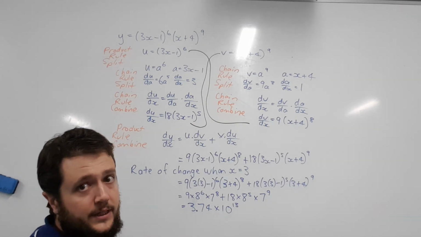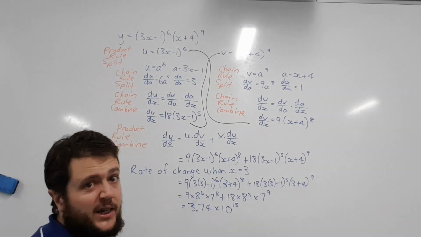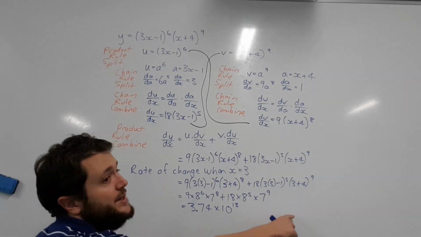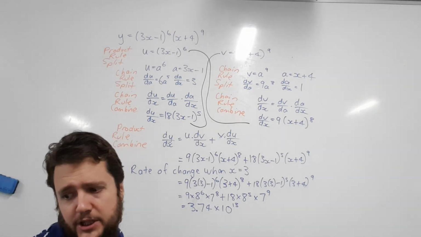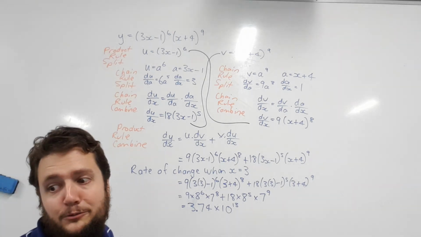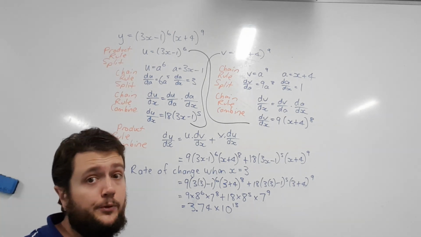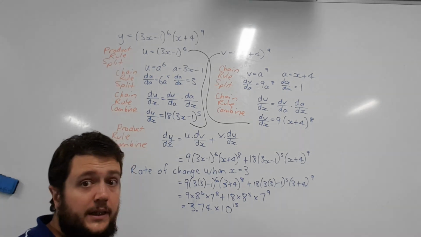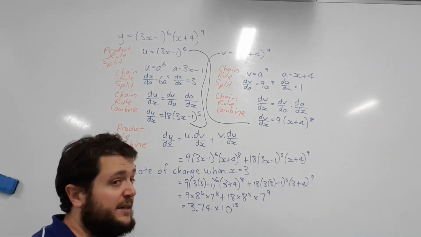Okay to leave it in index notation. I mean, essentially that means you'd need to move the decimal place 13 places that way. It's given us a huge, huge number. Alas, that's the rate of change of y when x is equal to 3. You could also check that in your graphics calculator. I checked it on here. Gives you that hideous number.